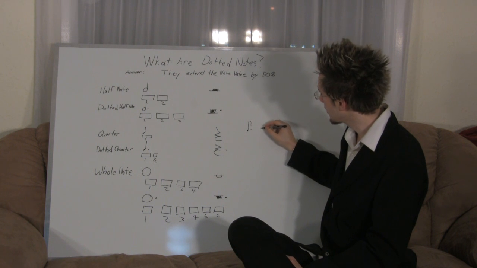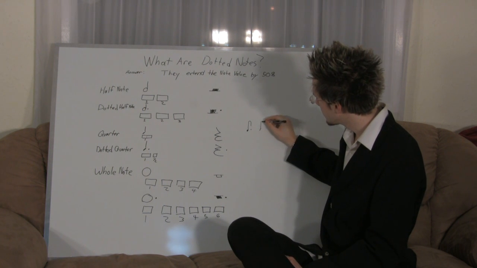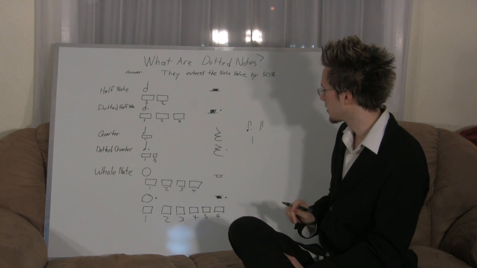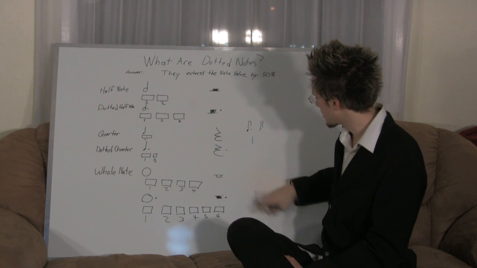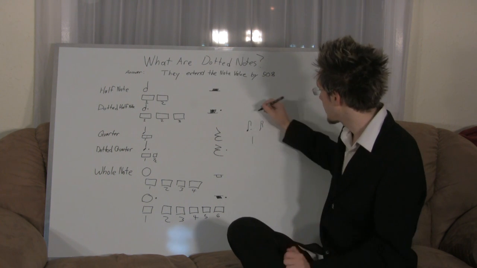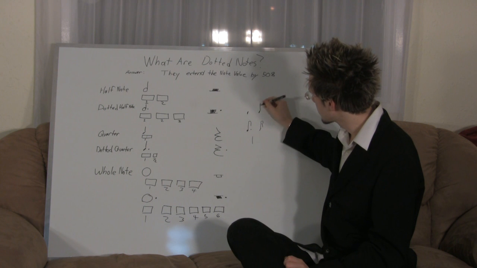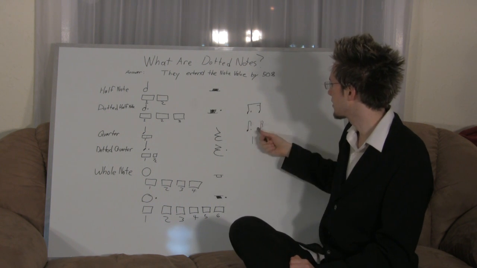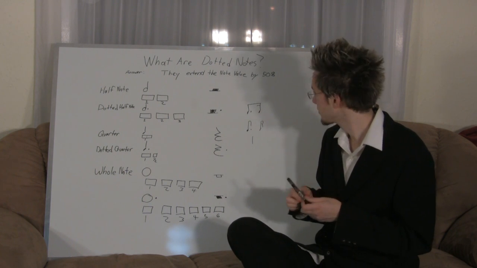And then you could have a 16th note like this, and that would equal how many beats? 1 beat. Okay, so that's basically how that works. Although technically you could probably just draw it like this. That's how I draw it. Like this and this mean the exact same thing.